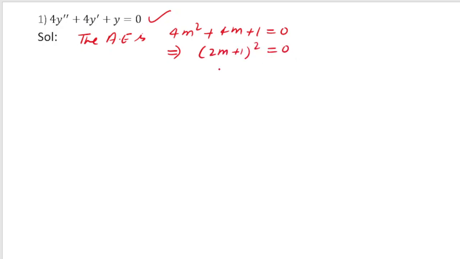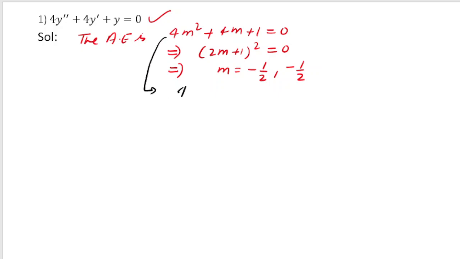Right. Now don't make the mistake of writing the root as m is equal to minus 1 by 2. You have two roots which are minus 1 by 2 and minus 1 by 2. They are repeated roots. You could have even done the factorization also, in case you are finding it difficult.